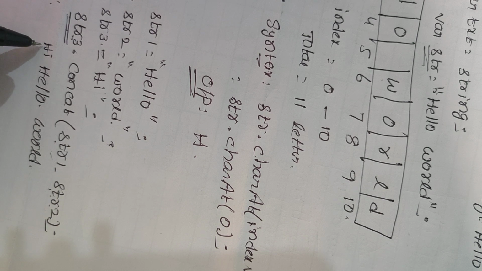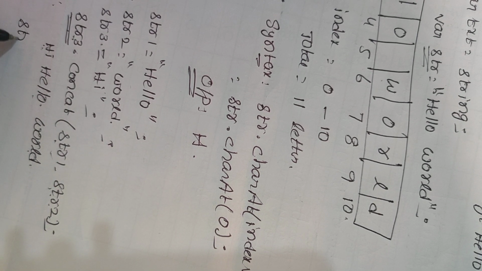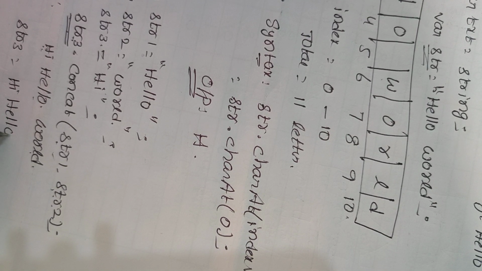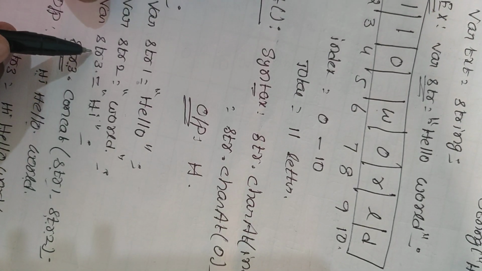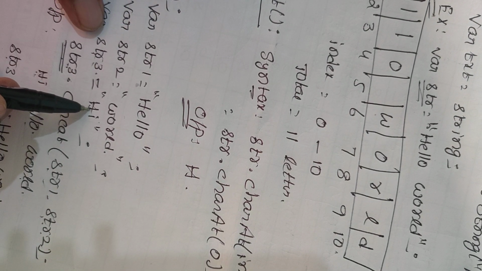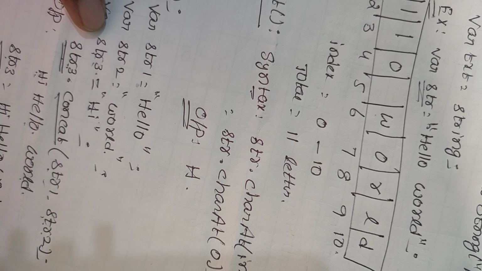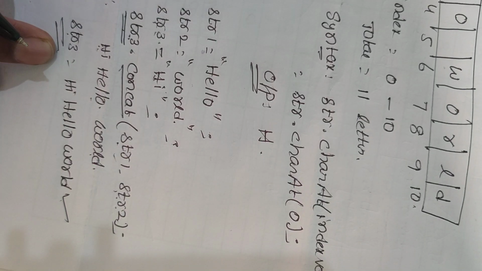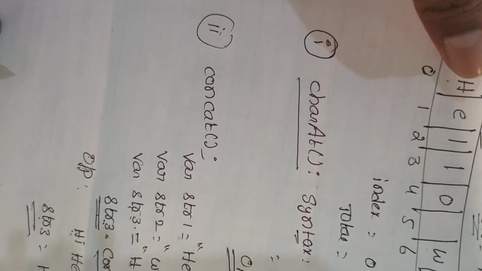So the output, str3, means hi, hello, world. That means our str3 contains the total hi, hello, world. Previously, string 3 contained only hi. After completion of the concatenation, our string 3 contains the hi, hello, world data. So this is the simple concept of concat. It is also possible to concatenate more than one string.